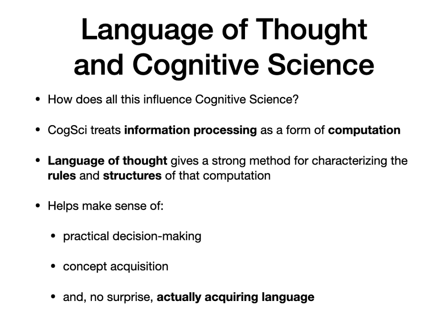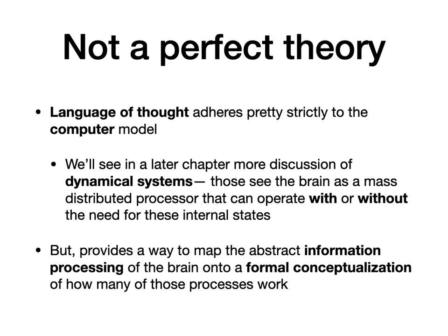But it's important to note that it's not a perfect theory. Language of thought pretty strictly sticks to the computer model, the idea that human cognition is most closely related to the sort of abstract digital representational model of computers, right? And we'll see in a later chapter more discussions of dynamical systems where we see the brain as a mass of distributed processors that can operate with or without the need to explicitly define these internal states. So we'll talk about that in the future, but remember that there are a lot of different angles by which to view the brain and the mind and the consciousness, all these things together.